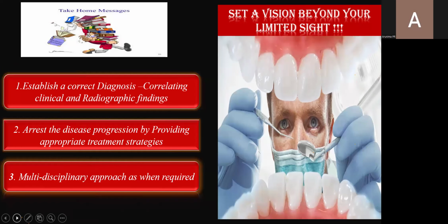So what are the take-home messages from today's class? Establish a correct diagnosis, correlate the clinical and radiographic findings. Arrest the disease progression by providing appropriate treatment strategies. And always choose a multidisciplinary approach when required. It is very important that for cases like true combined lesions, primary perio and secondary endo, in those situations you have to depend on the endodontist for their support in managing the case with root canal treatment.